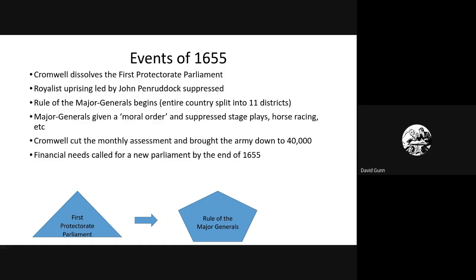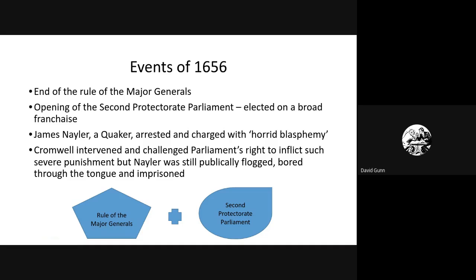This godly reformation of manners, so stage plays, horse racing, Christmas, pubs, football, all those things are banned in this period. And the rule of the major generals obviously isn't very popular due to that. And there's a need for money. There's a need for a new kind of parliament to issue taxation by the end of 1655. But Penruddock's uprising is really the cause of the rule of the major generals. But you can see another form of government there, another shape at the bottom.